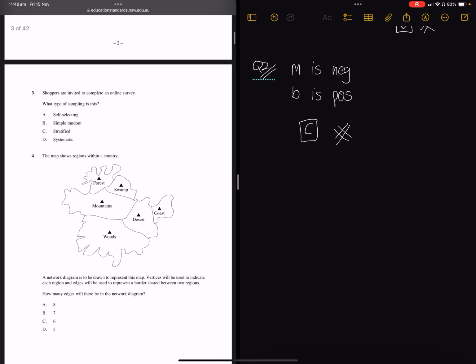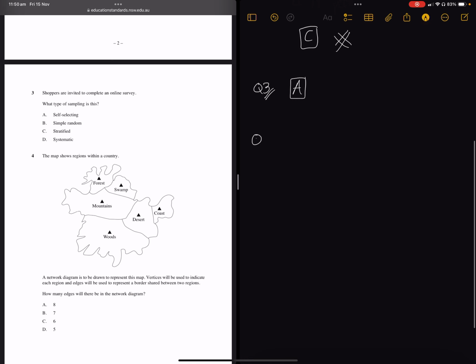Now, question 3. Shoppers are invited to complete an online survey. What type of sampling is this? Well, they are invited to complete the survey, so the people doing the survey are, in a sense, self-selected. Only certain shoppers are going to do it. So it's not systematic or stratified, it's not really simple random, it's actually self-selecting. So the answer to question 3 is A, which is self-selecting.